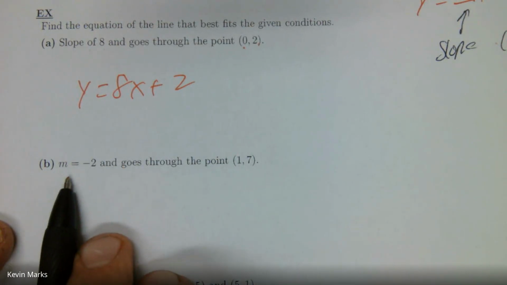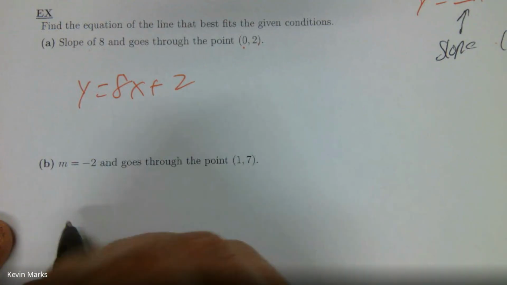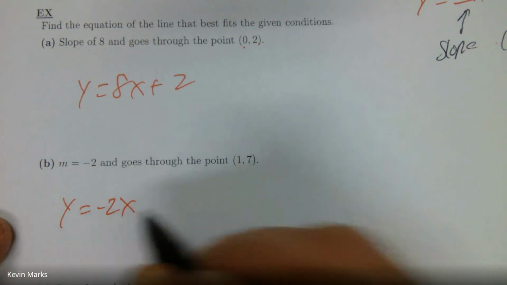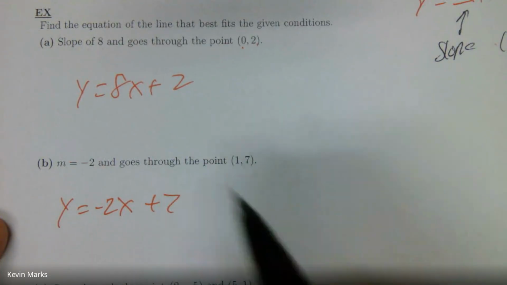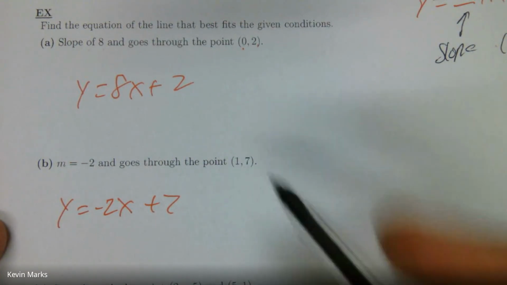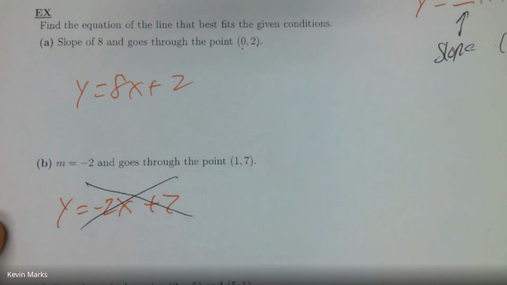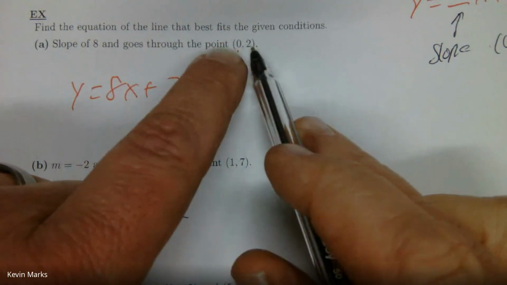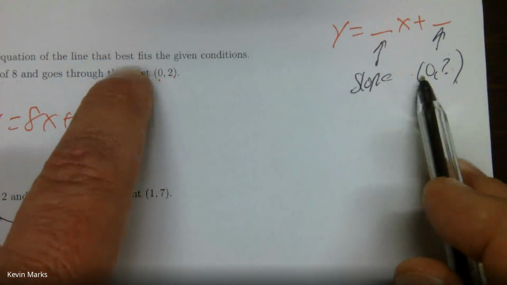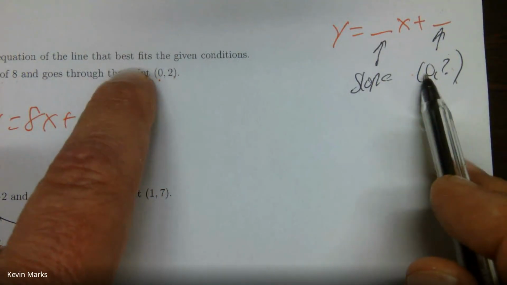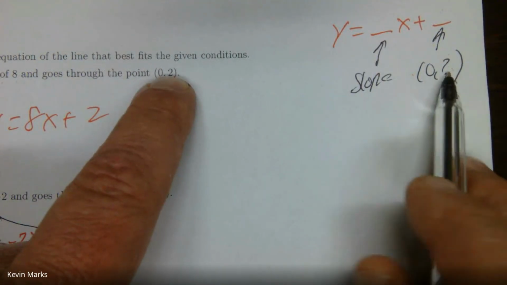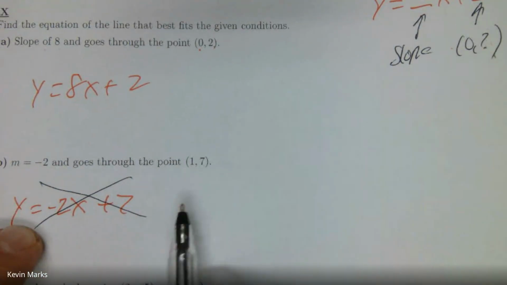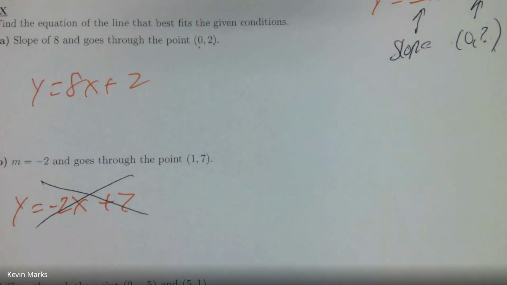Because the next one here, you say, oh, look, m is -2 and it goes through this point. You might be thinking, oh, then the slope is -2, and since this is a 7, you'd put a 7 there. No. Hold on. This one's different. It's worth writing that just to show you. The difference is the y-intercept. See how it says 0, comma, whatever? When x is 0, they told me what the y-intercept was. That's why this works. But here, that's not the y-intercept.